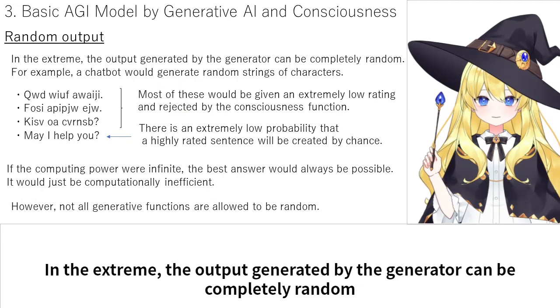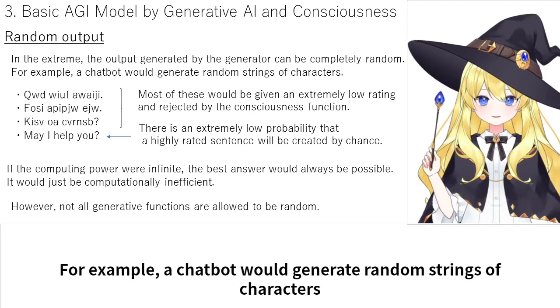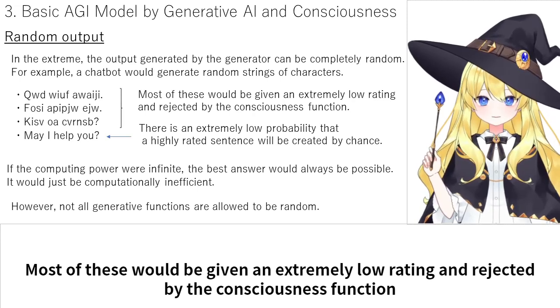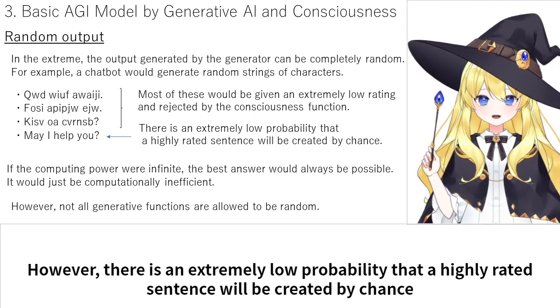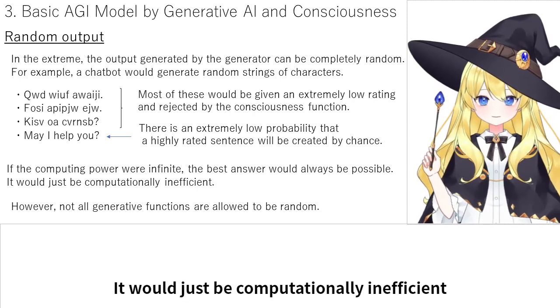In the extreme, the output generated by the generator can be completely random. For example, a chatbot would generate random strings of characters. Most of these would be given an extremely low rating and rejected by the consciousness function. However, there is an extremely low probability that a highly rated sentence will be created by chance. If the computing power were infinite, the best answer would always be possible. It would just be computationally inefficient.